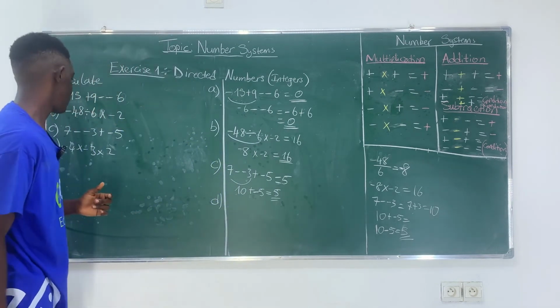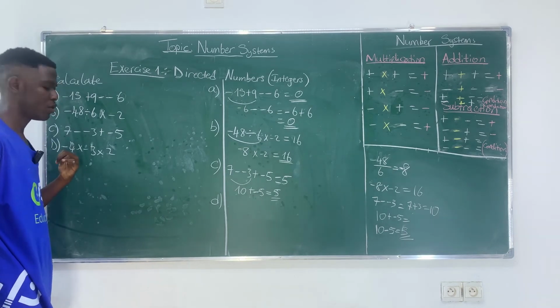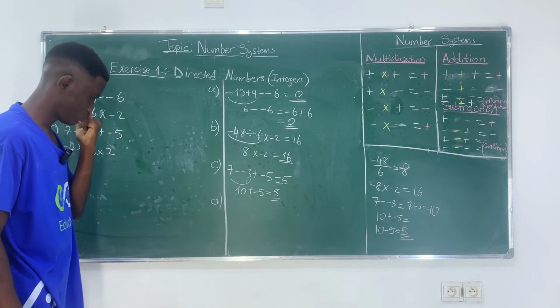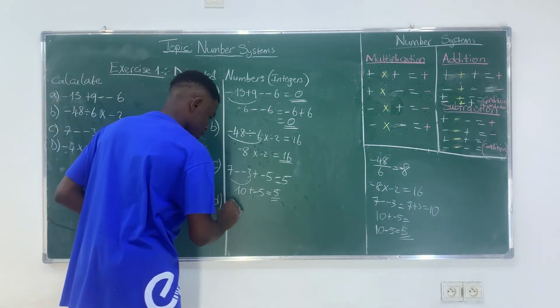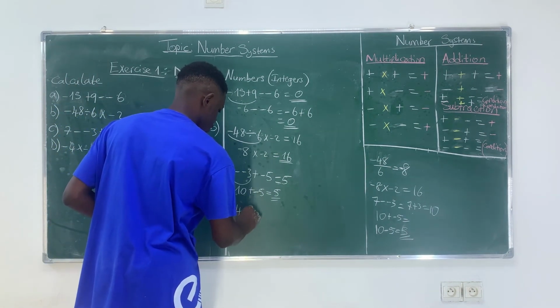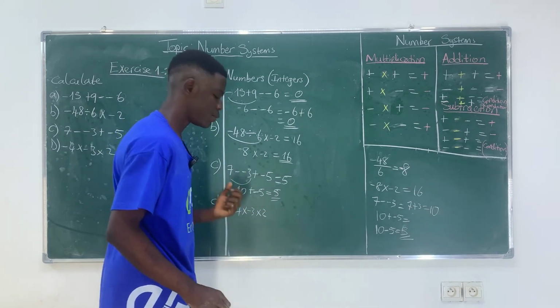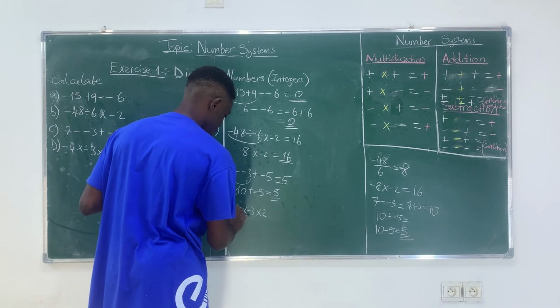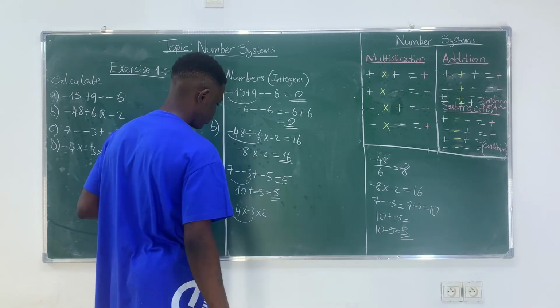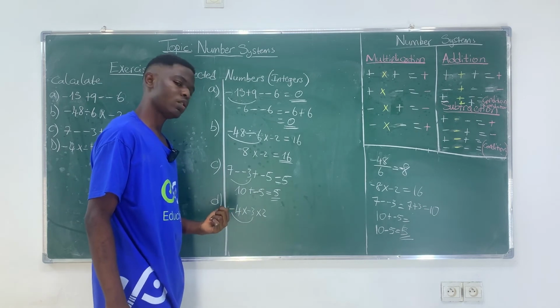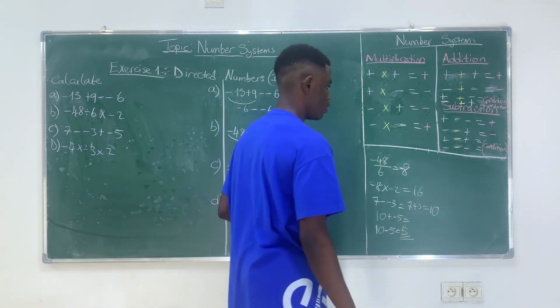What is the D part saying? D says minus 4 times minus 3 times 2. Okay, so as we have been doing, we first take the first part here. This minus 4 times minus 3, what is it equal to?